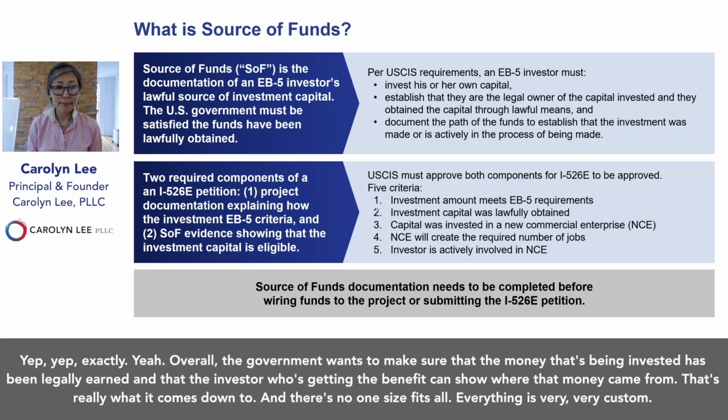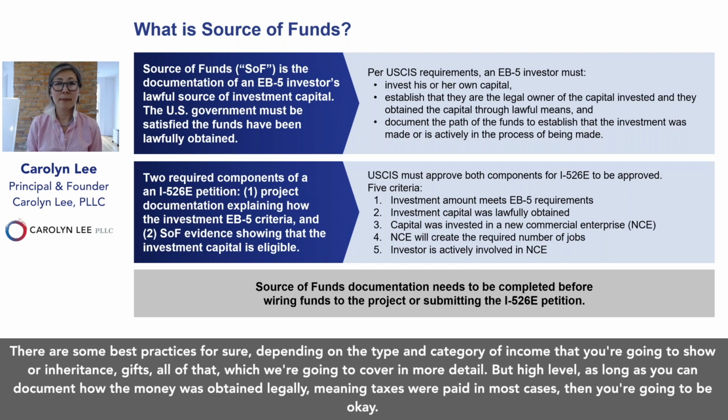Yep, exactly. Overall, the government wants to make sure that the money that's being invested has been legally earned and that the investor who's getting the benefit can show where that money came from. That's really what it comes down to. And there's no one size fits all. Everything is very custom. There are some best practices for sure, depending on the type and category of income that you're going to show, or inheritance, gifts, all of that, which we're going to cover in more detail. But at a high level, as long as you can document how the money was obtained legally, meaning taxes were paid in most cases, then you're going to be okay.